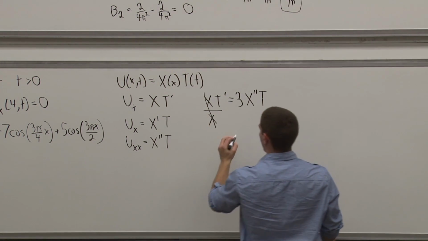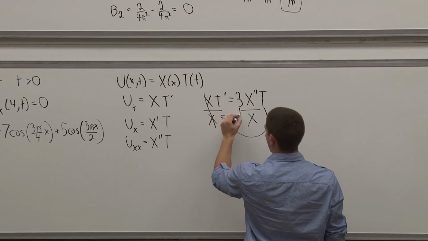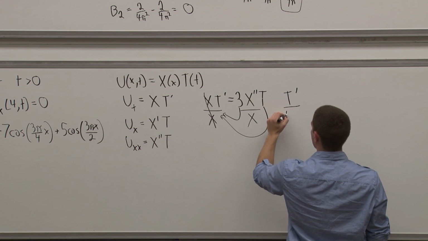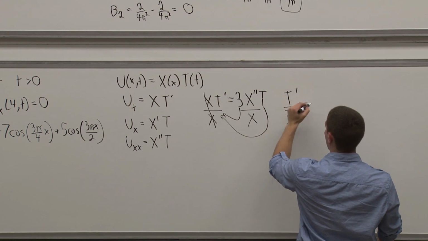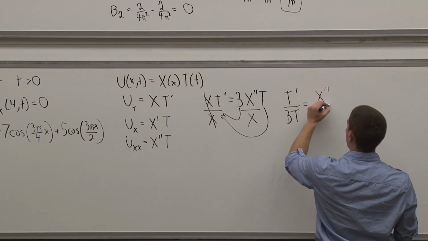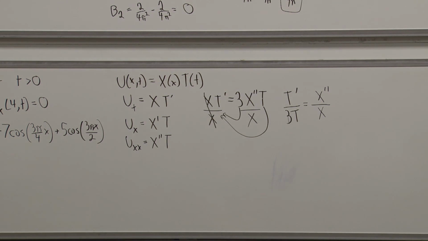All right. So do that, put that there, and then we'll take this t, move it over there, and the 3. So we end up with this. T prime over 3t equals x double prime over x. All right, we got that.